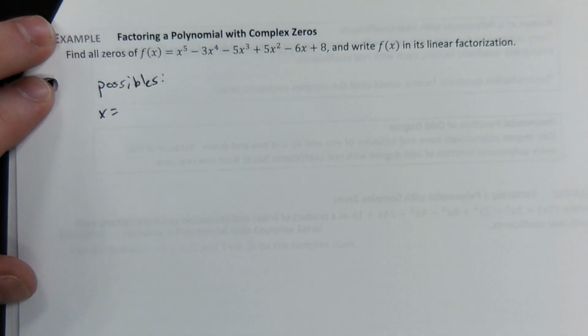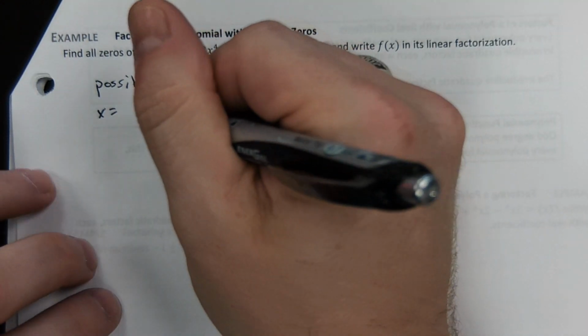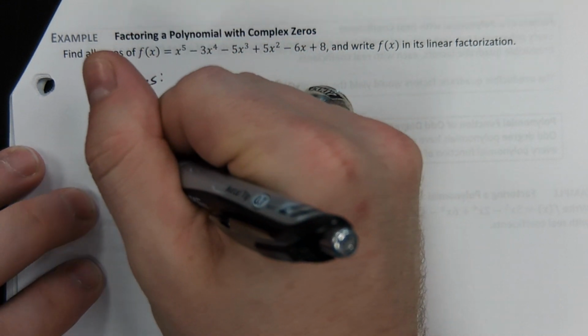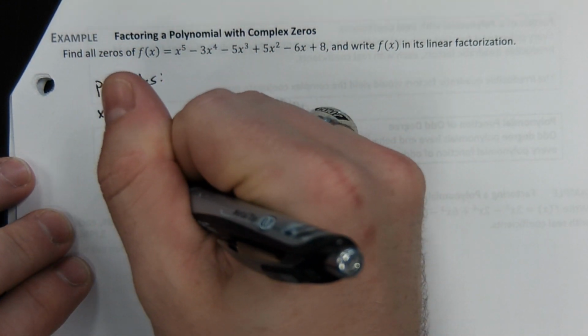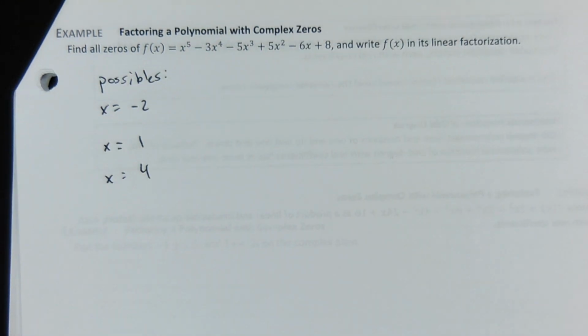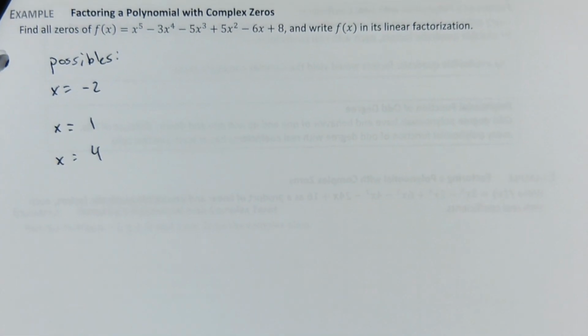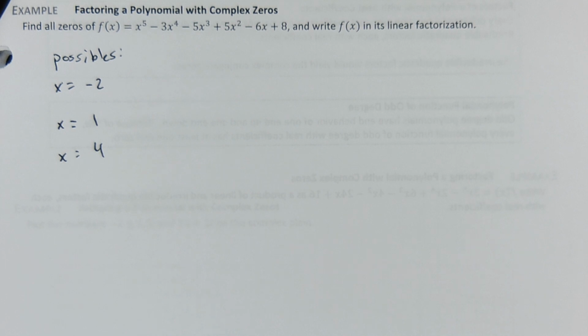I wanted you to look. I wanted you to see that -2 was possible. I wanted you to see that +1 was possible. And I want you to see that 4 is possible. And then you'll use the remainder theorem, which essentially just means plug the solution in. And if you get a 0, there would have been no remainder. That means you found a solution.